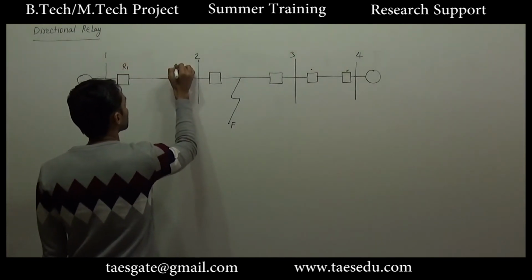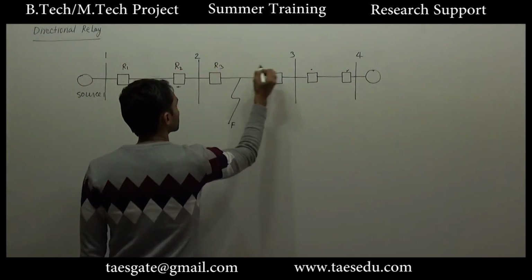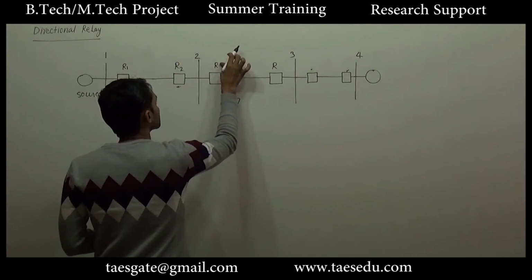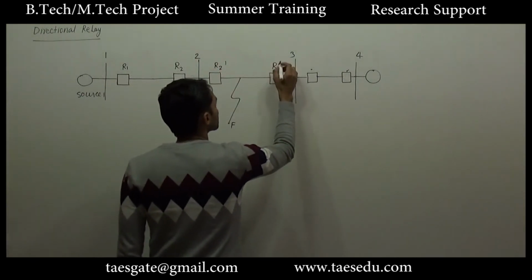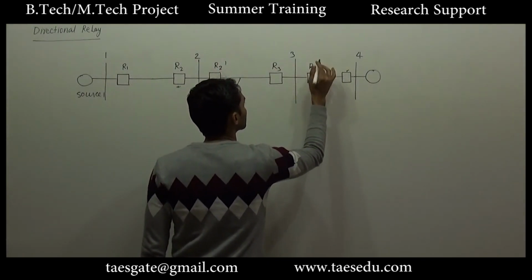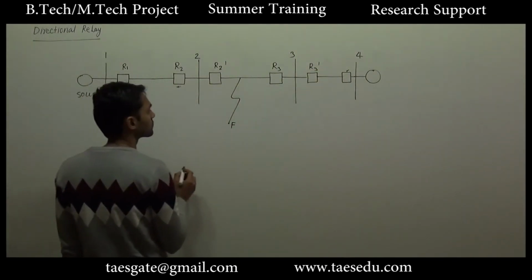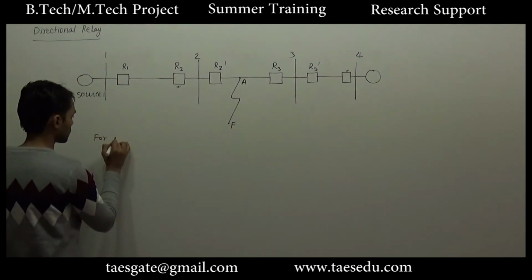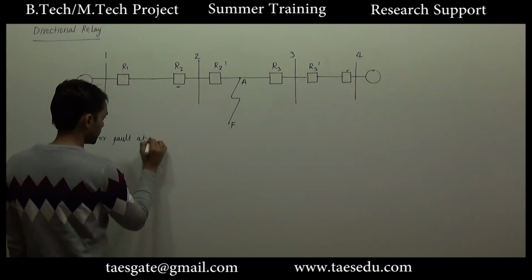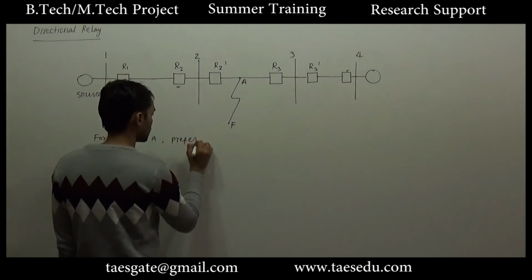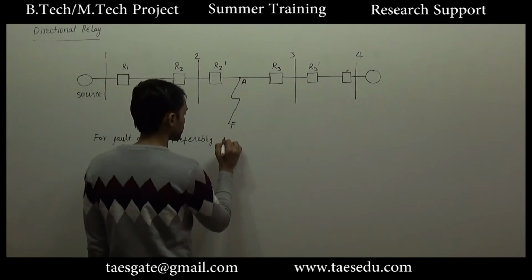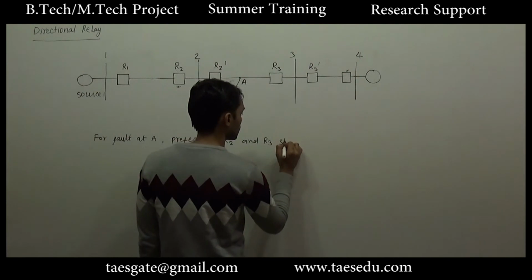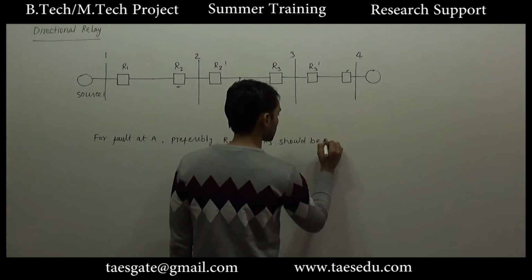This is R1, R2, R3. Let's say this is R2 and this is R2 dash. This is R3 and this is R3 dash. And let's say this point A. For a fault at A, preferably R2 dash and R3 should operate.